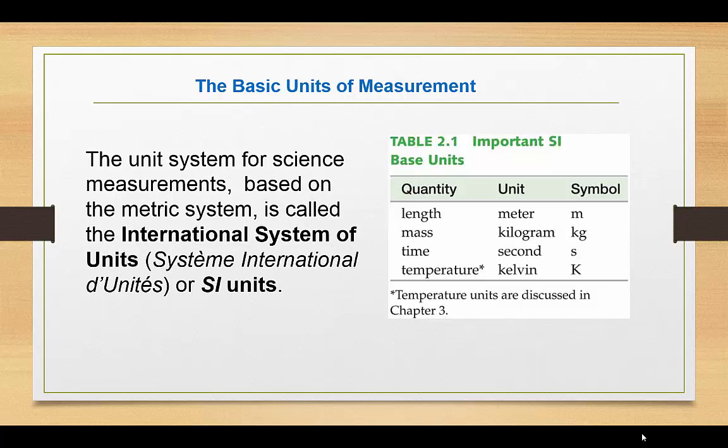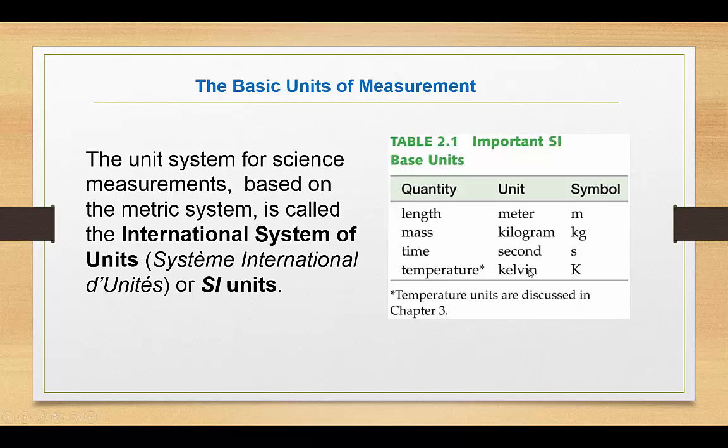In part 3, we will take a quick look at the basic units of measurement used in science. If you are in ATS 101, this will be treated in greater detail, so this will be a very brief overview. The unit system for science measurements is based on the International System of Units, or the SI units. The base quantities that we have are length, mass, time, and temperature.